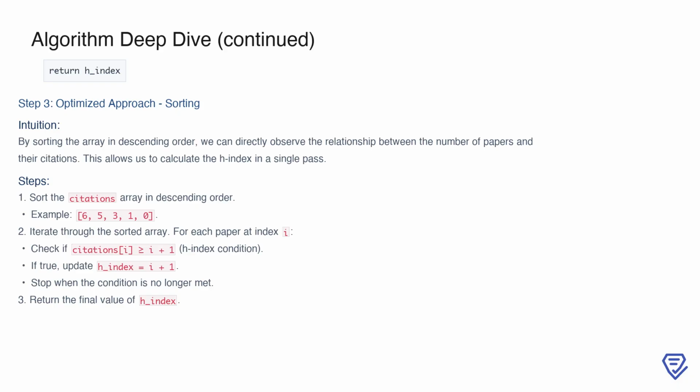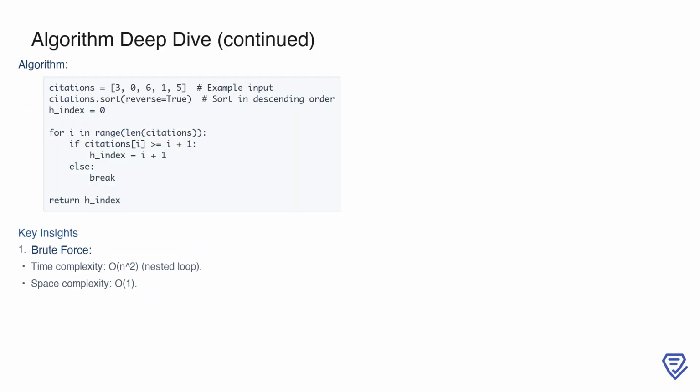By reordering the data, we can eliminate the need for nested loops and determine the h-index in a single pass over the sorted array. In the optimized approach, we first sort the citations array in descending order. For example, if the input is 3, 0, 6, 1, 5, the sorted array becomes 6, 5, 3, 1, 0. Next, we iterate through the sorted array while checking the condition, citations[i] greater than or equal to i+1, where i represents the current index. If the condition holds, we update h_index to i+1. The iteration stops as soon as the condition fails.